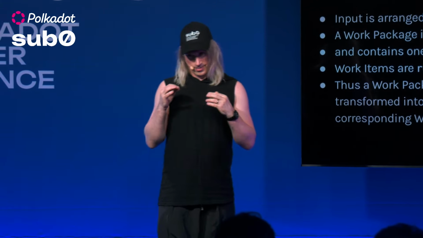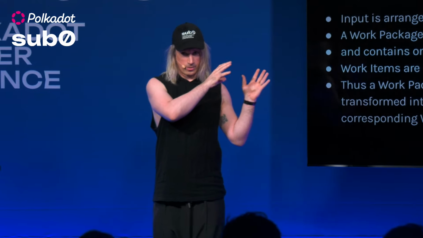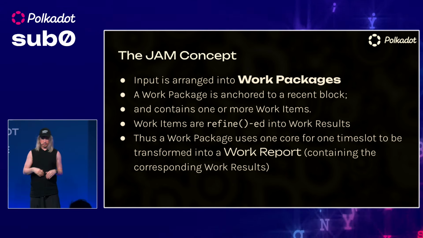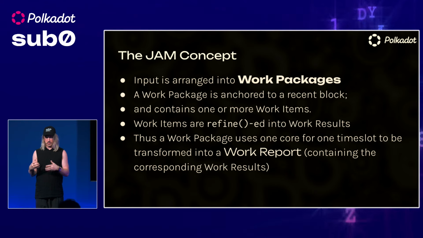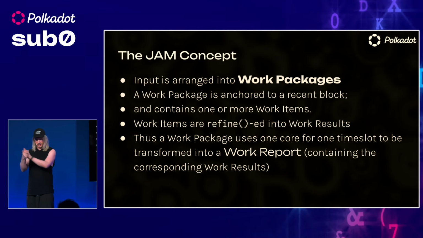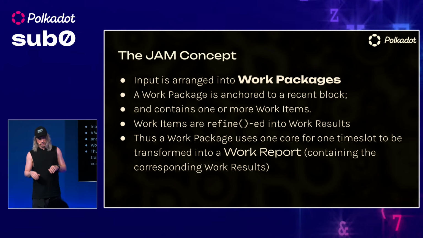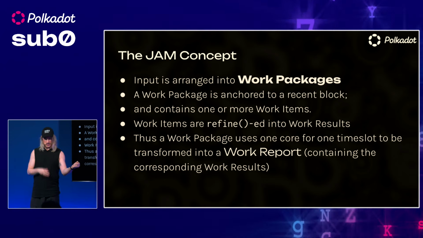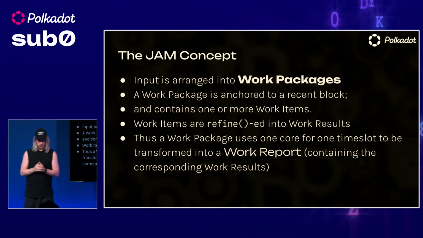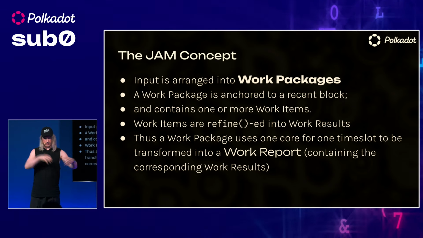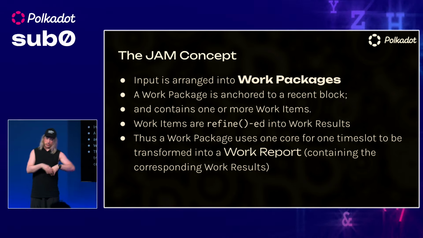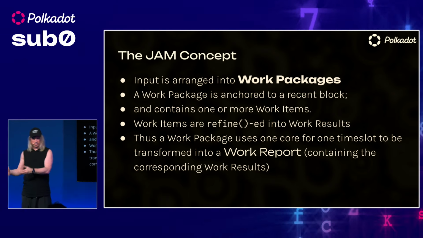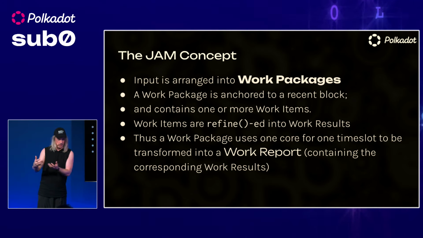The refine entry point defines how we go from a work item, like an input, to a work result, which is basically the output of refine, right? And it's the thing that eventually gets fed into accumulate. So we have this 2-stage processing: first refine, then accumulate. Work items are refined into work results, and therefore a work package, which contains many work items, is effectively refined into a work report, which is the corresponding results of several items.